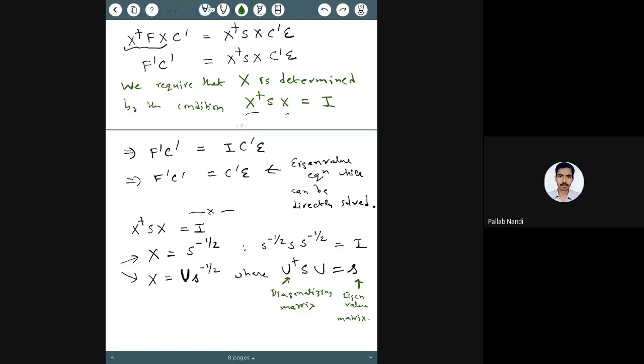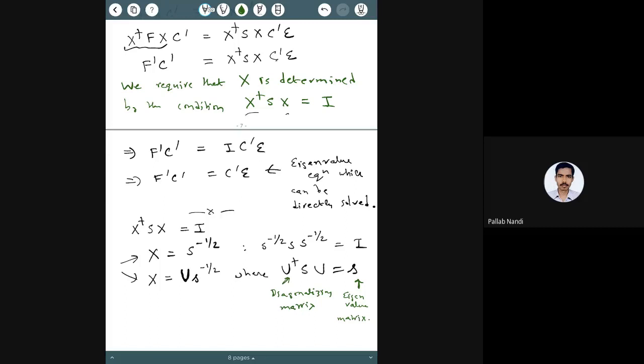So I have to write F prime. And after introducing X, I find X such that my S goes away, because the S was the problematic term in the equation. So I find X such that S goes away. And with this X, I transform my Fock matrix.